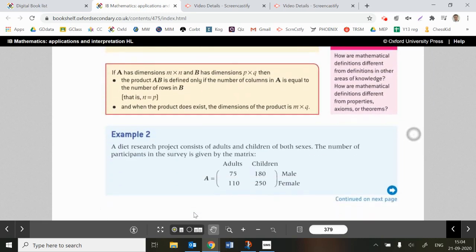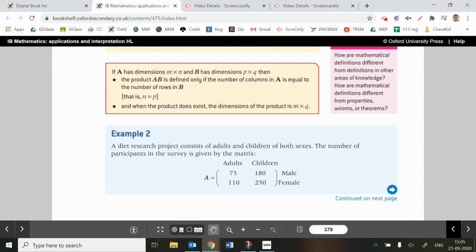Okay. Now, this little bubble which they come up with here, which is if A has dimensions m times n and B has dimensions p times q, then it says that n is equal to p essentially. And when it does exist, if there is an answer to this, then your final matrix will be in the form of m times q. That's what we talked about already.